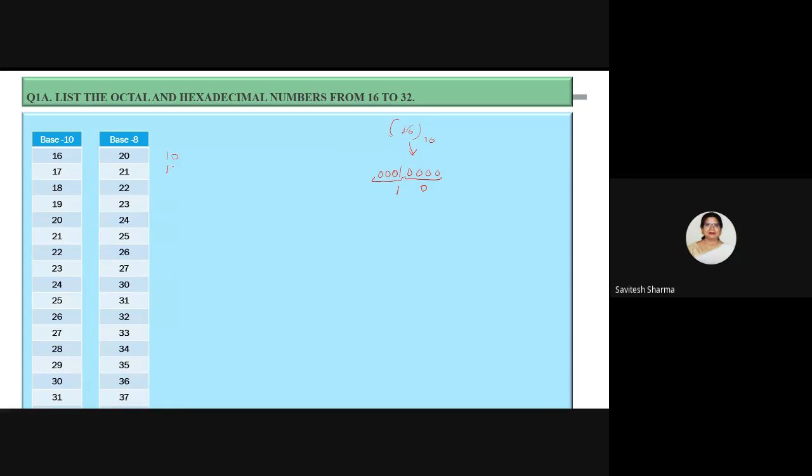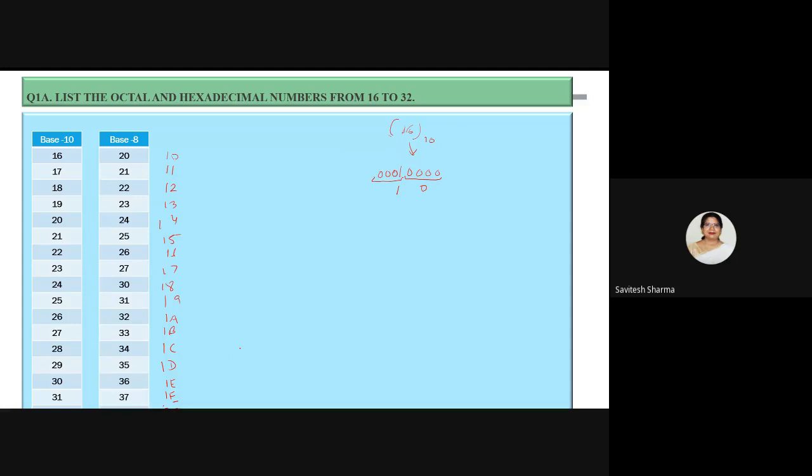So I will write 10, 11, 12, 13, 14, 15, 16, 17, 18, 19. And now you know that after 19 we have A. So I will write 1A, 1B, 1C, 1D, 1E, 1F, and now you know that you can write up to F only. So again you will roll back to 0 and you will increase this series from 1 to 2. So the last number is 20.